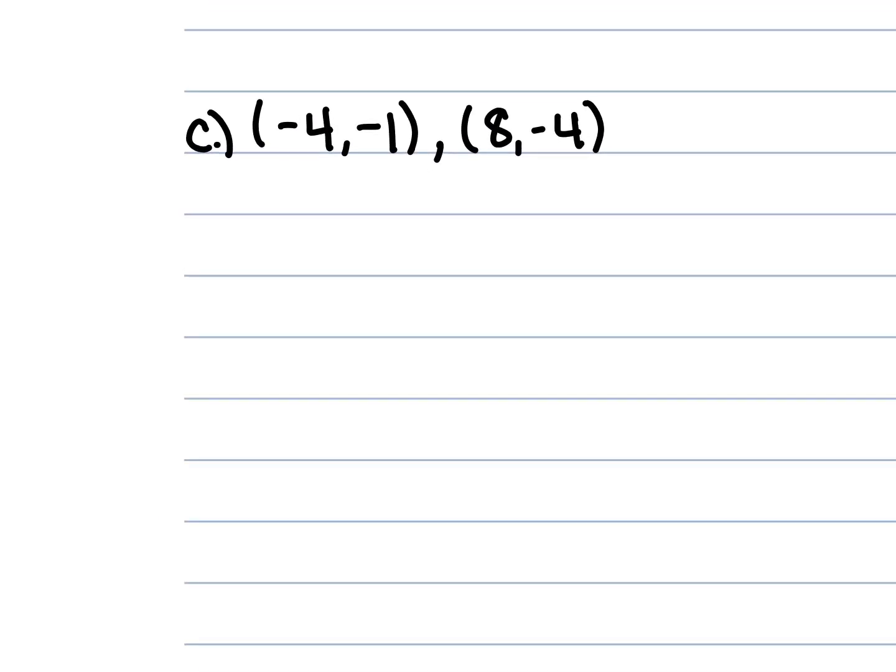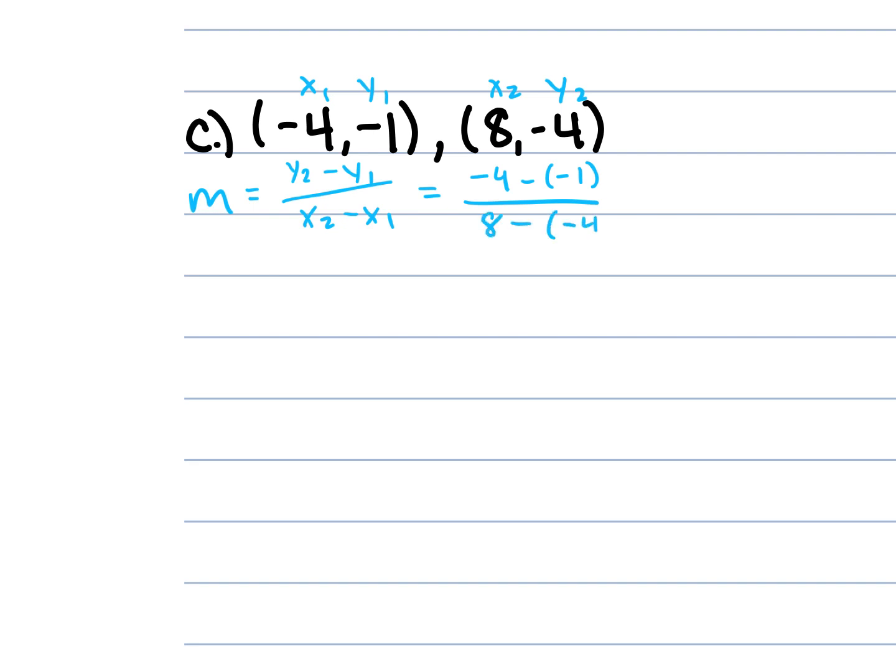So what should I do first here? I'm going to label them and then find the slope. So I have x1, y1, x2, y2. My slope is y2 minus y1 over x2 minus x1. Then we've got to plug everything in. So -4 minus -1 over 8 minus -4.